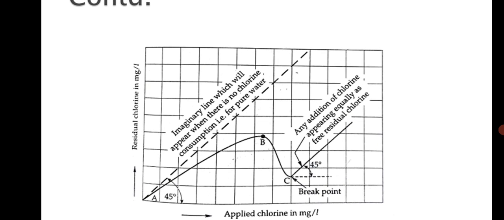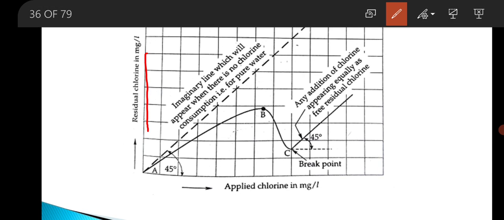Now I will show you the graph showing the residual chlorine and applied chlorine. See here, when chlorine is added to water, the residual will go on increasing with the addition of chlorine. But some chlorine is consumed for killing bacteria, and thus the amount of residual chlorine shall be slightly less than that added. This is shown by curve AB. And this one is the imaginary line which represents no chlorine consumption, an imaginary line for pure water.